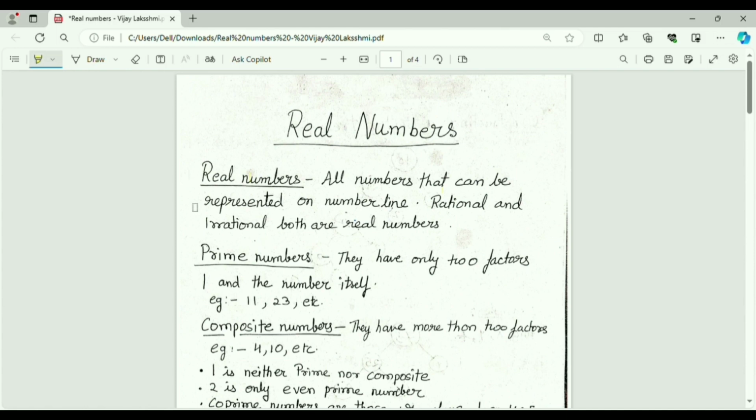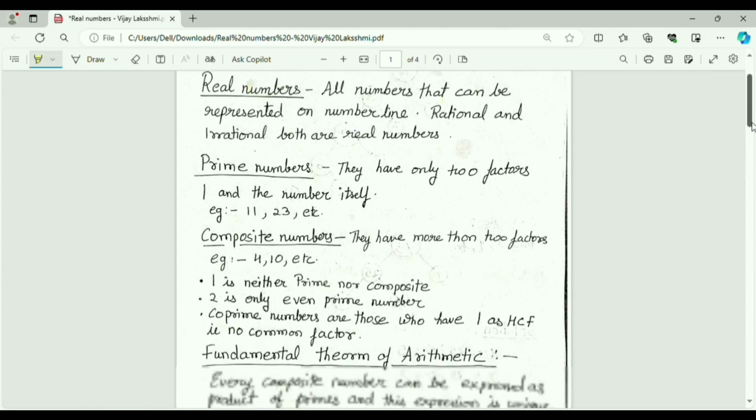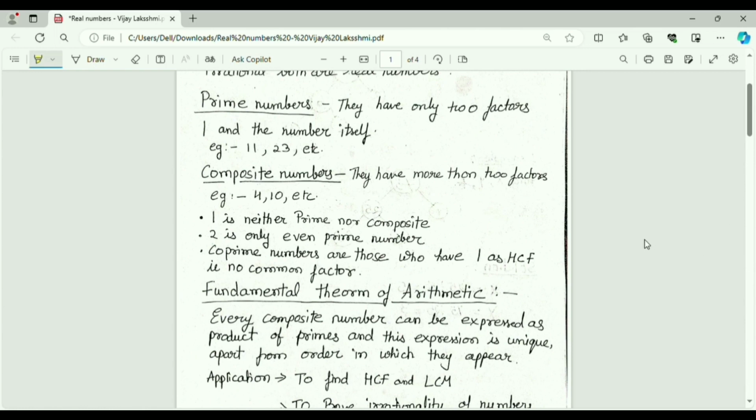Then prime numbers. Prime numbers, as we know, are those numbers which have only two factors, 1 and the number itself. Example 11, 23, 7, etc. Next, what are composite numbers? The numbers which have more than two factors. Every number other than prime number are composite.